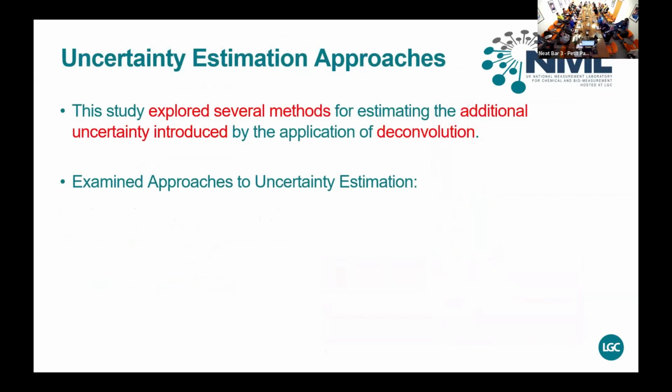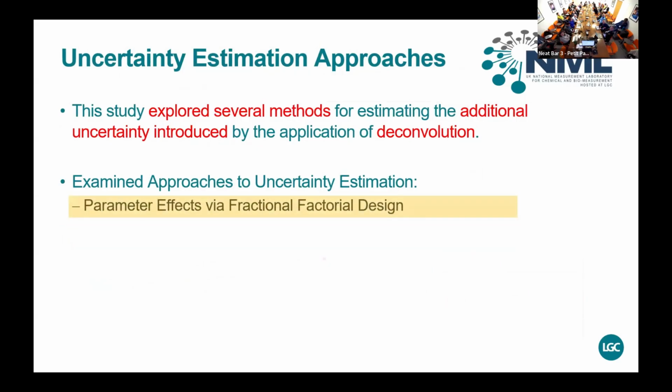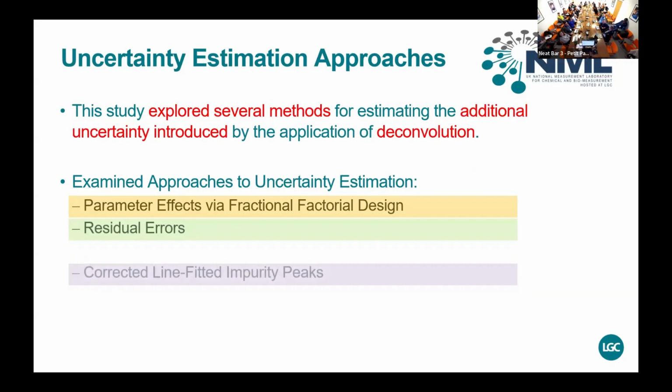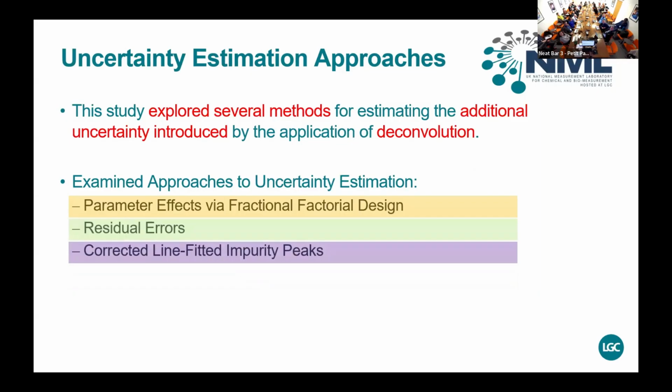Okay, so we looked at several different ways of trying to determine the uncertainty of deconvolution. One way we looked at was the parameter effects, through the use of a fractional factorial design experiment. Another way we looked at uncertainty was looking at the residual errors. And finally, we looked at the corrected line fitted impurities.